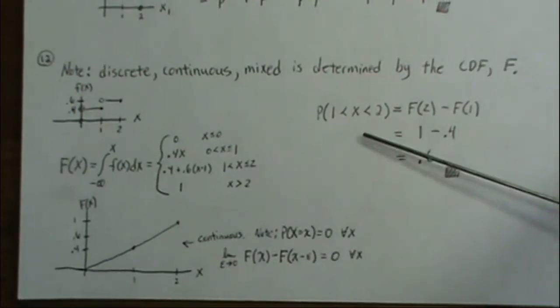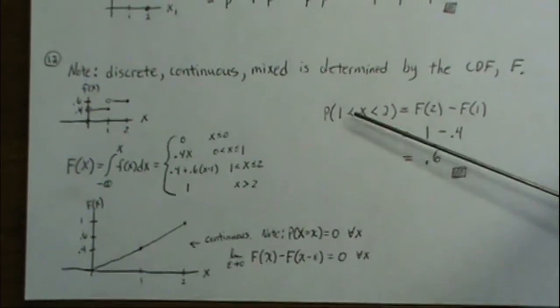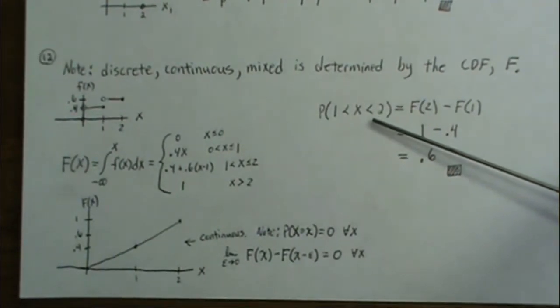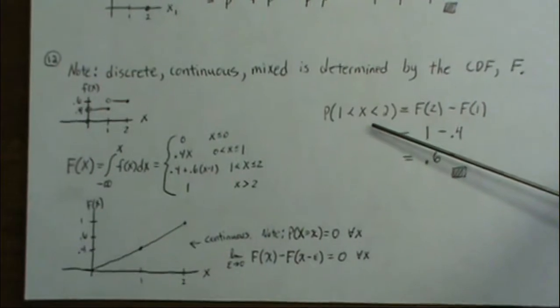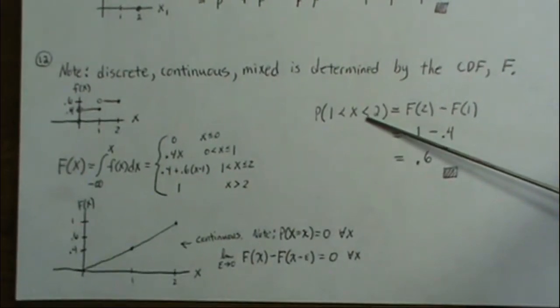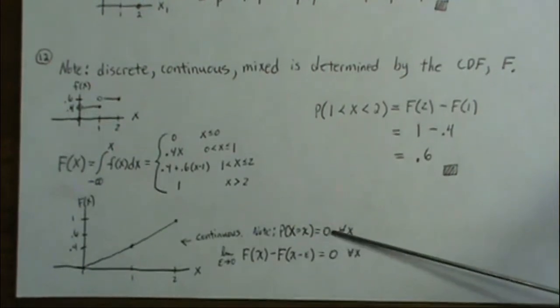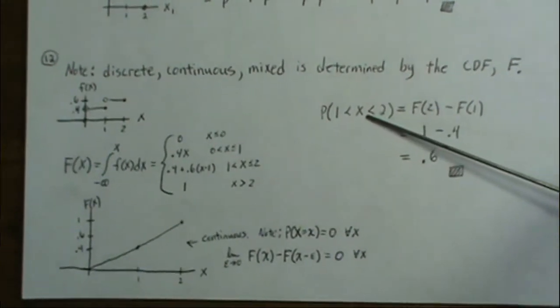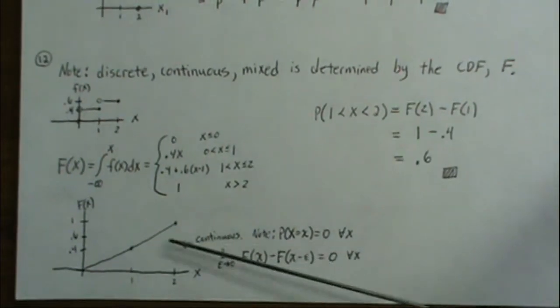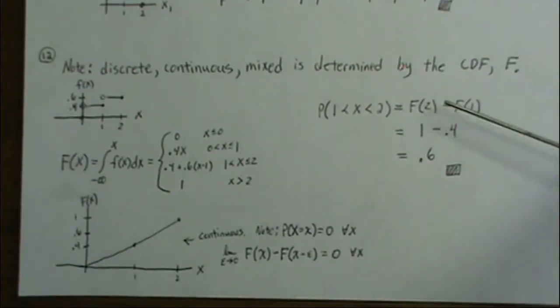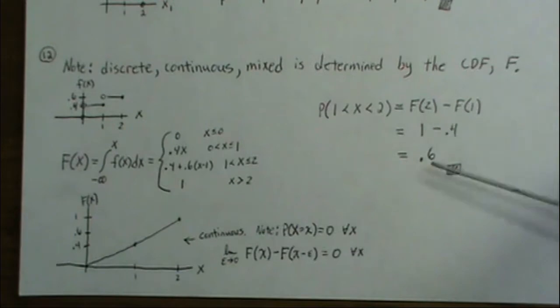But now let's look at the probability that we're between 1 and 2. Now, the problem gives an equal sign here, but we just showed that for any point, the probability is 0. So it doesn't matter if there are equal signs or not, because this is a continuous distribution. So we can simply take F of 2 minus F of 1, which ends up being 0.6.